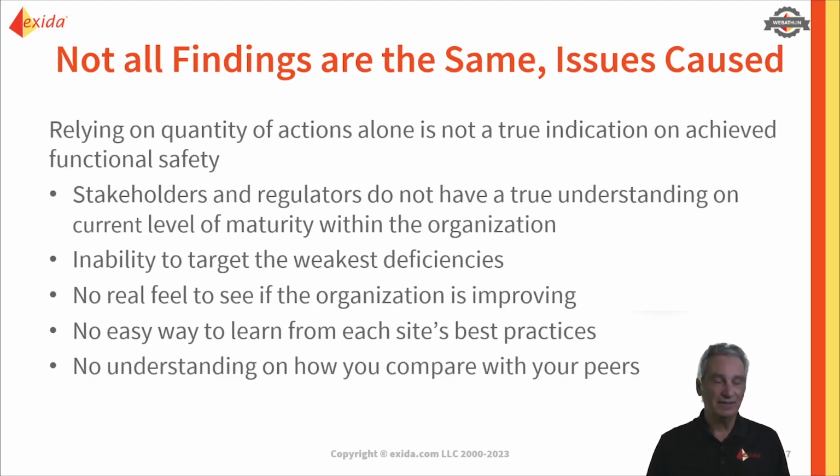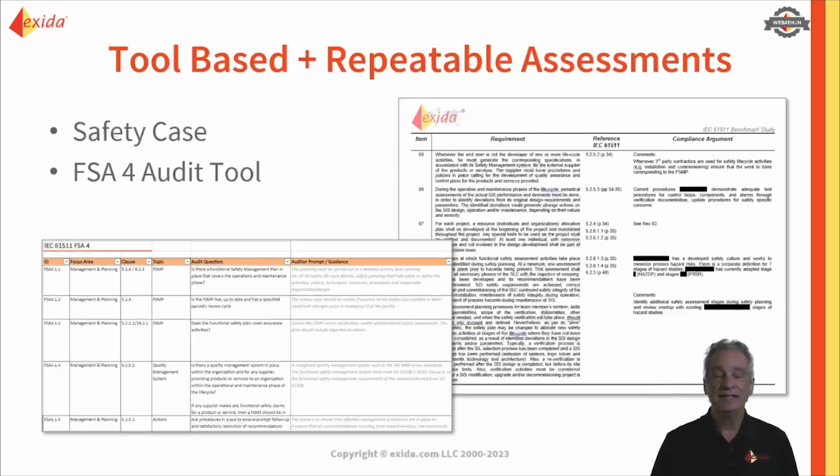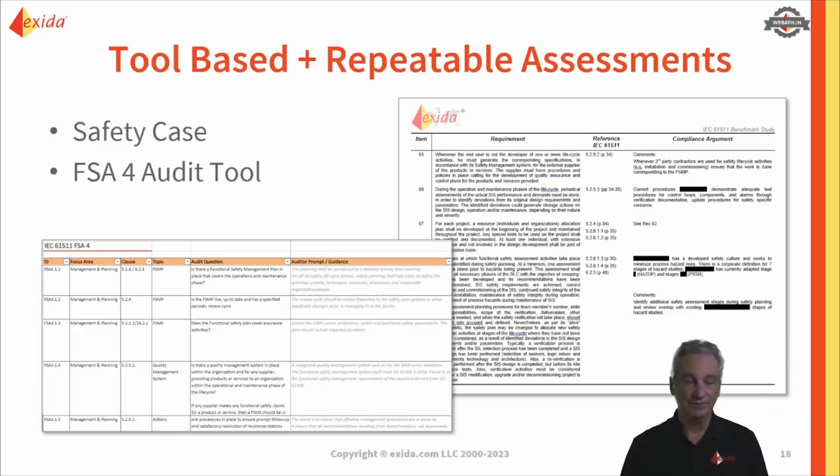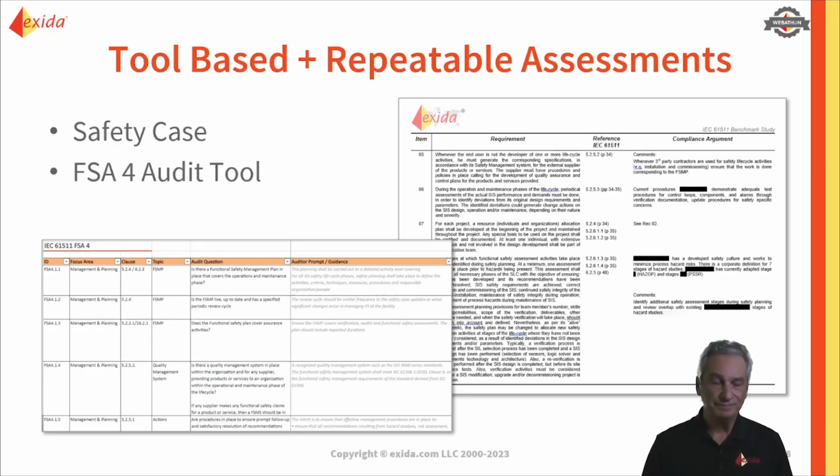So a lot of the times, even within the organization itself, there's a difference of opinion in terms of what the maturity level is. And then understanding how we can improve and how we can learn from sites that are doing well and sites that are not doing so well. And then understanding how this compares to our peers. So the best way to do that and have a repeatable method to do that is to use tools.